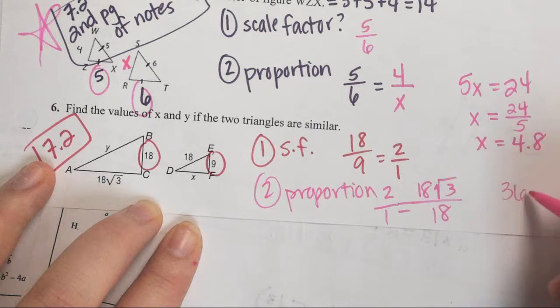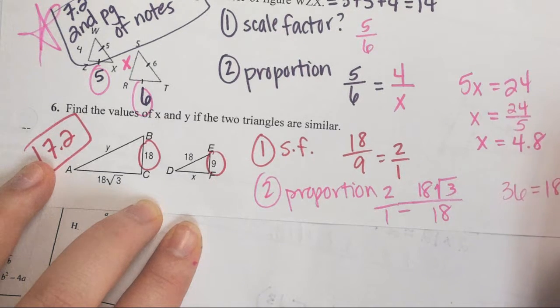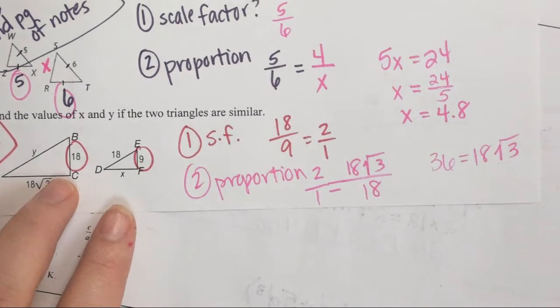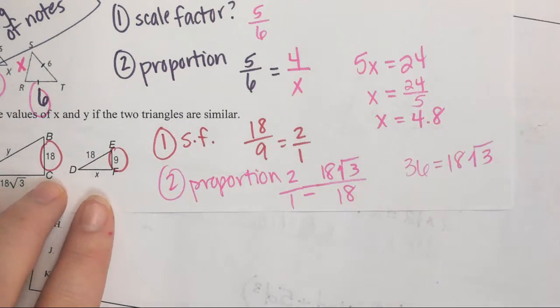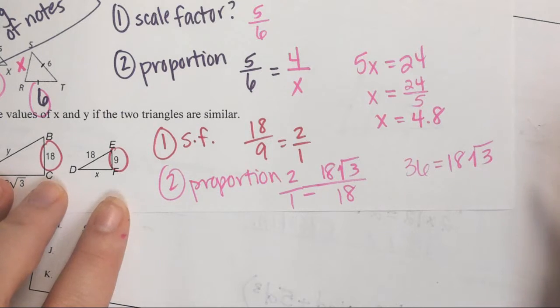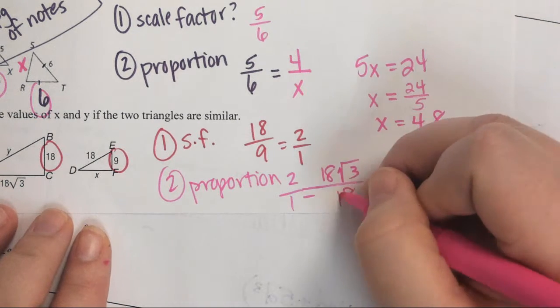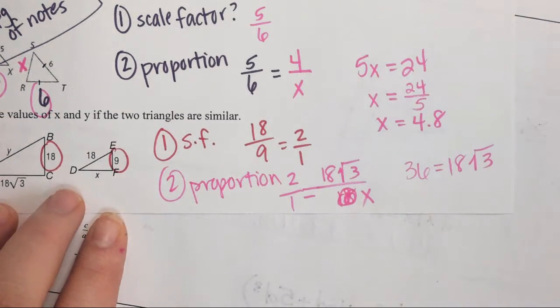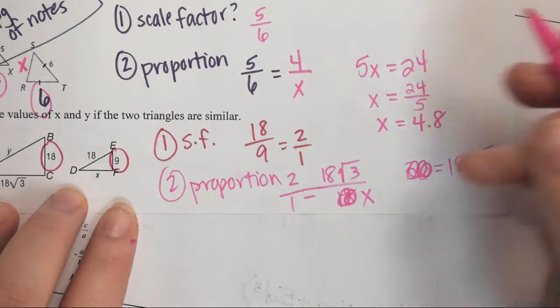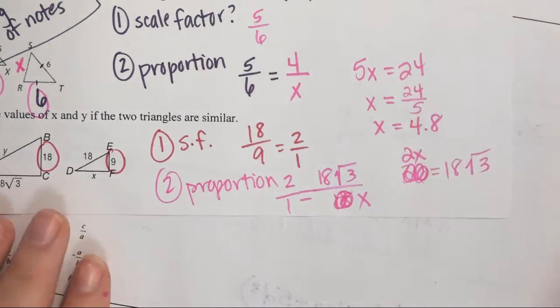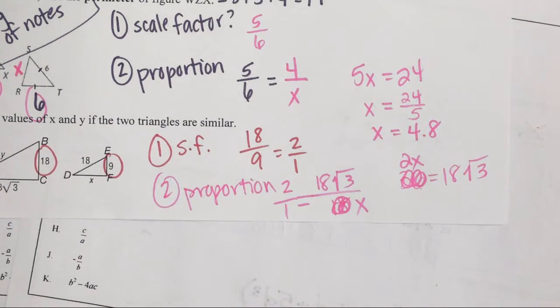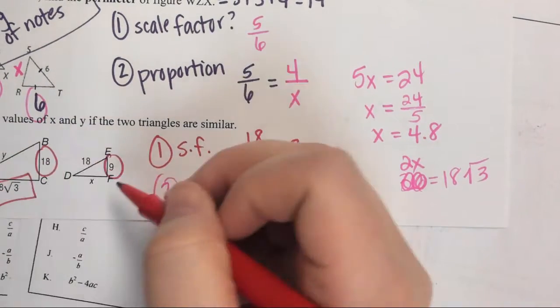I get 36 equals 18 square root of 3. Miss Jessica asked me if it is okay if you convert this already to a decimal. It sure is. Does not matter to me. I've left out an X somewhere because I was mad. It should be 18 square root of 3 over X.